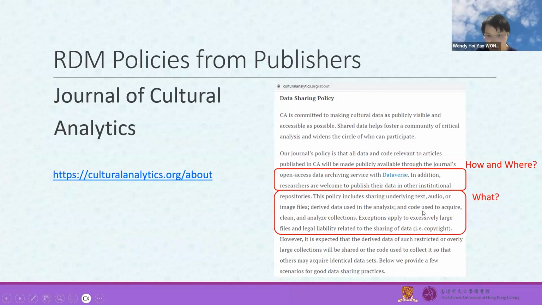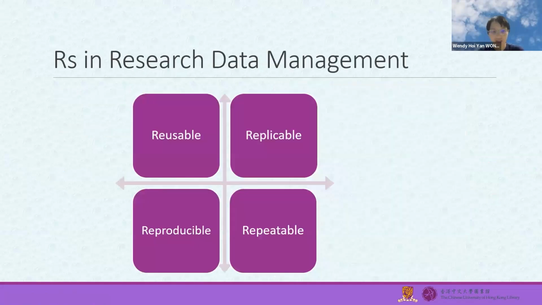You can see here what is to be included: image files, audio, text, derived data, and codes. You have to clean and analyze them, and you also have to think about copyright issues. These are some statements from publishers and funding agencies, and within all these statements they use a lot of words, for example reproducible, replicable, repeatable, and reusable, which have been greatly discussed in research data management.